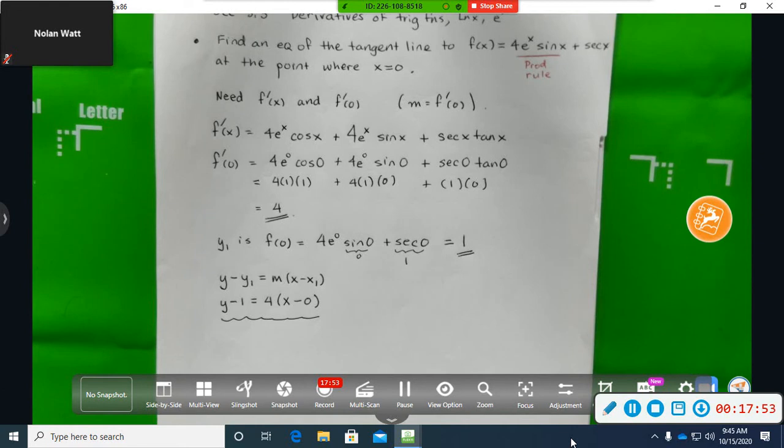But again, most of the stuff that we do from that section will be in the chain rule part. I'll ask you chain rule problems.